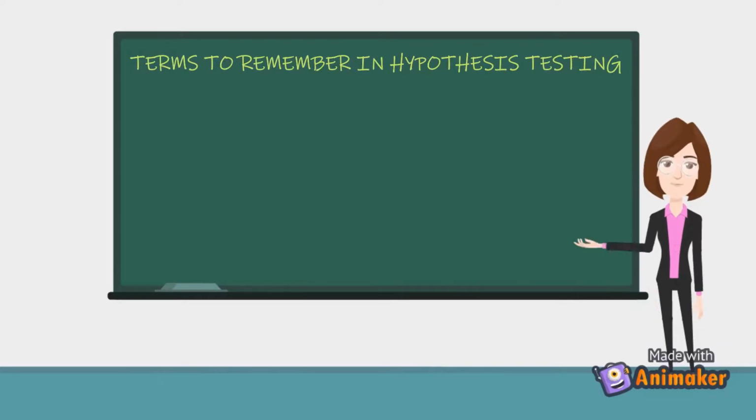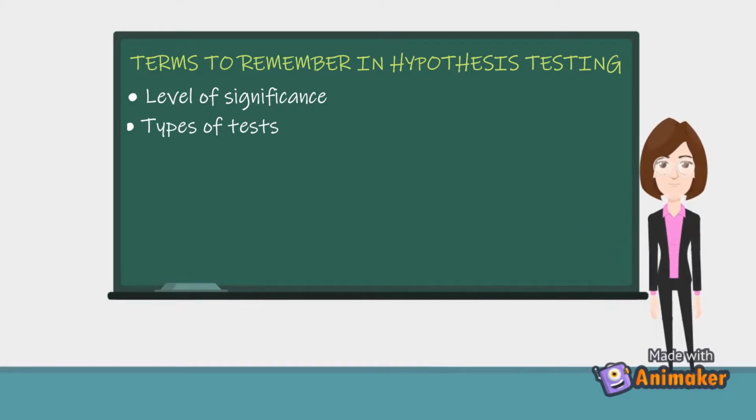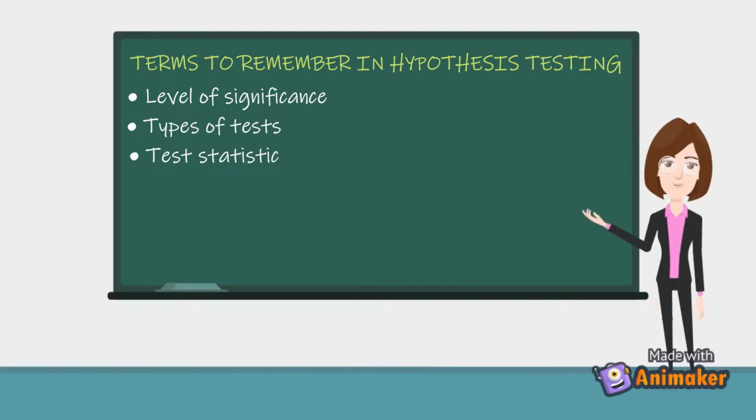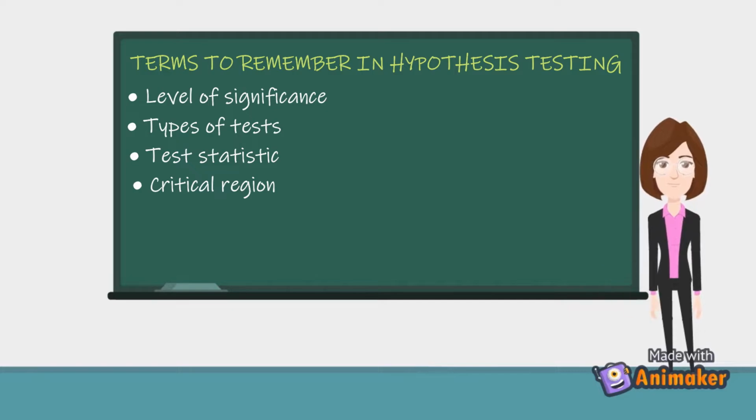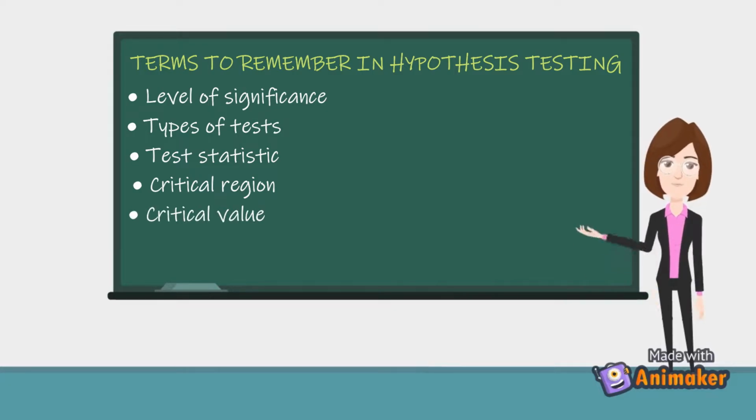These are the important things to know before conducting a test of hypothesis. Level of significance. Types of tests. Test statistic. Critical region. Critical value.